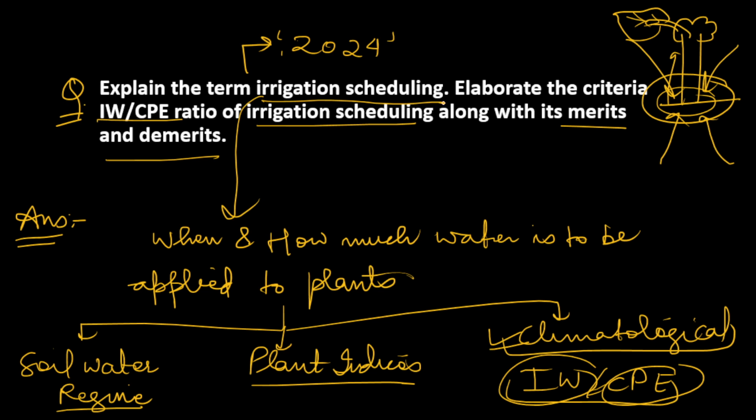So I hope you understand what irrigation scheduling is. We understood the types of irrigation scheduling which you could write in your answer. Now let's move to the second part of the question, that is, we have to explain the criteria of IW by CPE ratio. So let's see how we can understand it.